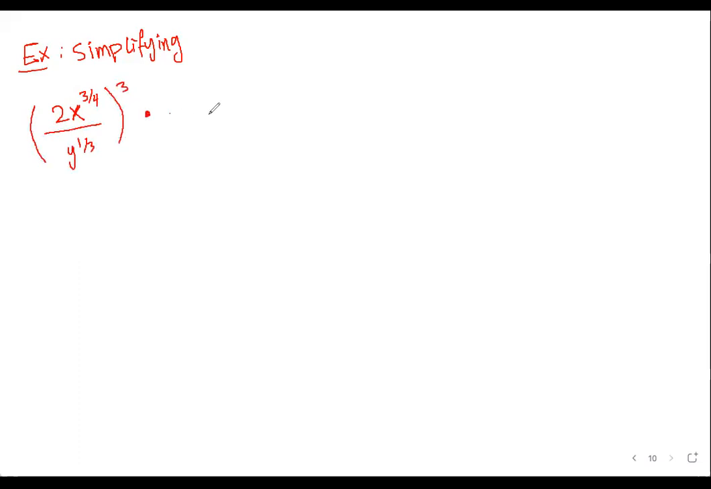I give you an example for simplifying. So simplify this expression: 2x to the power 3 over 4 over y to the power 1 over 3, everything to the power 3, times y to the 4 over x to the power minus half.